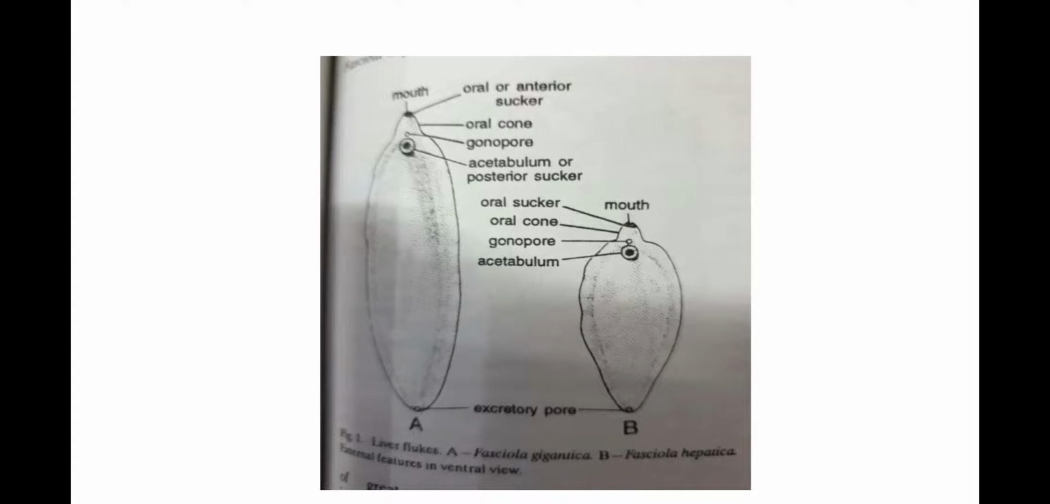This is a diagram showing Fasciola hepatica and its structure. In the anterior end is present the mouth and the oral or anterior sucker. Below it is the oral cone. Then below the oral cone is the gonopore. Then the other structure visible is the acetabulum, also called the posterior sucker, and it looks like a leaf.